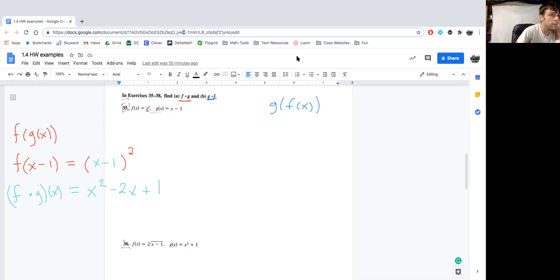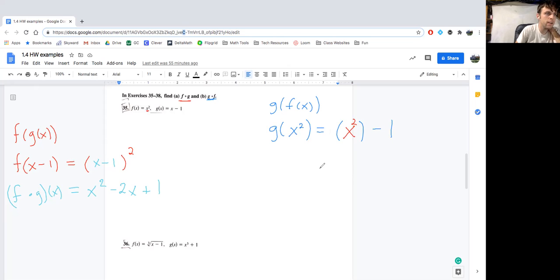Now, alternatively, we can go the other way. We can put f on the inside instead, and so that's going to look like this. f of x is simply x squared. So I'm going to take the function g and input x squared. So anywhere there was an x, I'm going to be putting x squared. I'm going to be putting the function f of x.